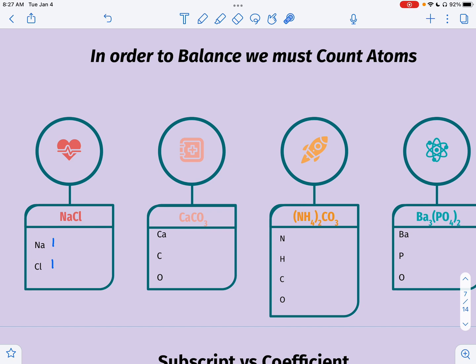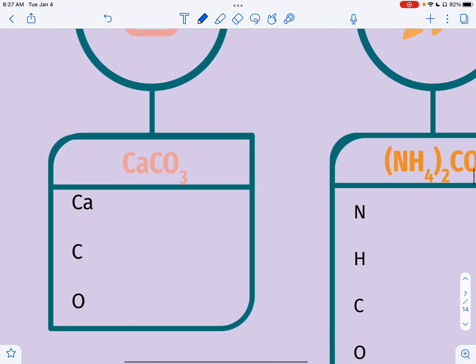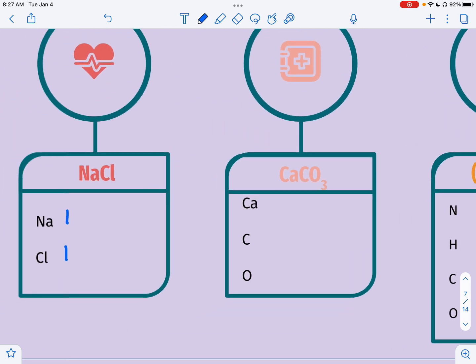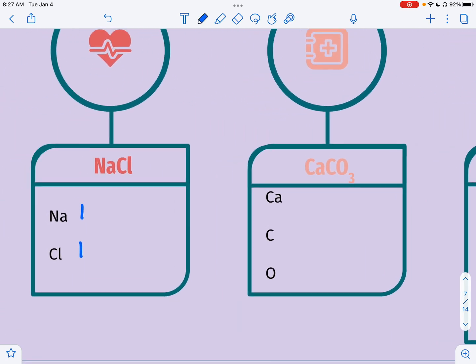All right, so a little bit of a review. When we're looking at counting atoms, we're going to be paying attention to the small number that is called the subscript that comes after the elements. That's going to tell us how many of those we have in our formula. Notice that the subscript after Na and Cl is absent because it's assumed that there's just one. So I have one sodium atom and I have one chlorine atom in that compound.